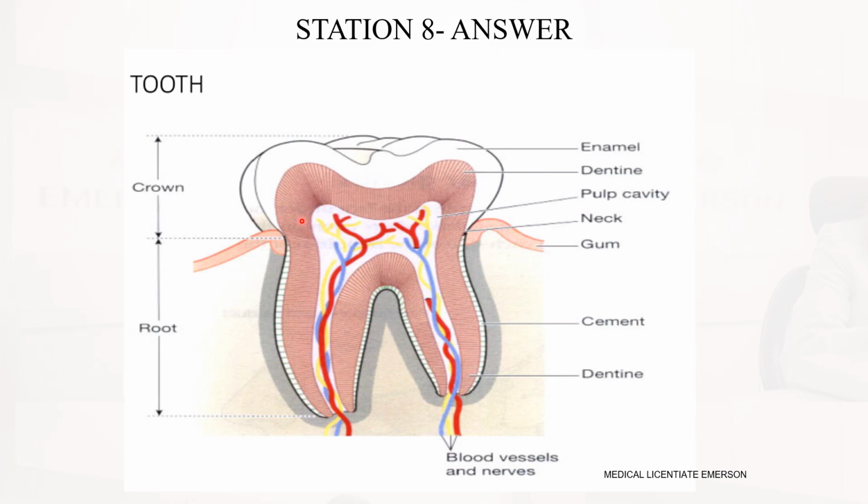Then lastly, on station 8 is the tooth. So the tooth has the crown and the root. Then on the crown there is the enamel, you have the dentine, then you have the pulp cavity, you have the neck, then you have the gum. Okay, then you have the cement, and the dentine still goes from the crown to the root. Then these are the blood vessels and the nerves. So this you definitely need to know, and also need to add other well structured questions.